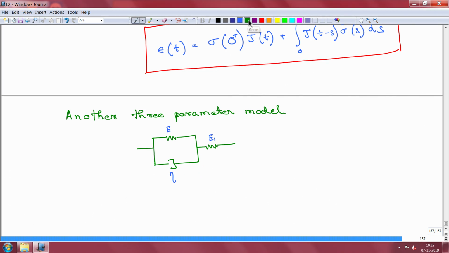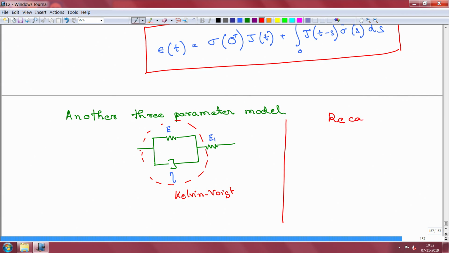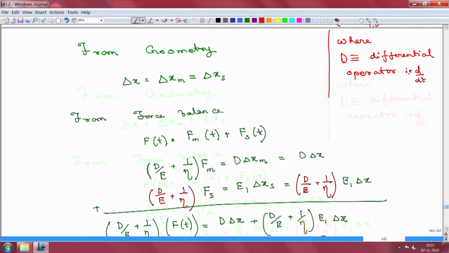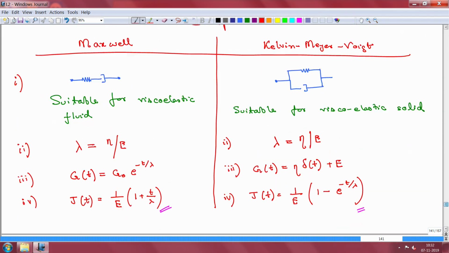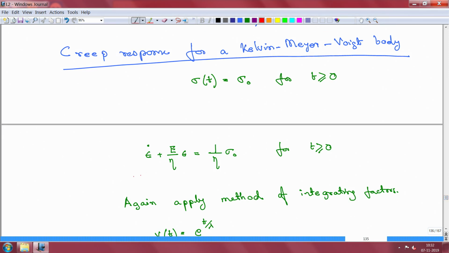So, this is a Kelvin Voigt Mayer model. Sorry, I forgot Mayer, but when you say Kelvin Voigt, Mayer's name should also be there. So, now let us recall what was the governing equation for the Kelvin Voigt model. We will quickly scroll back to where we discussed the Kelvin Voigt, and we had gotten this particular expression.